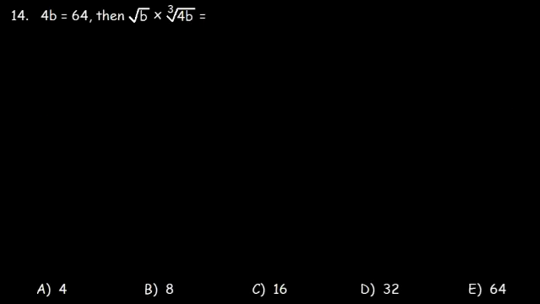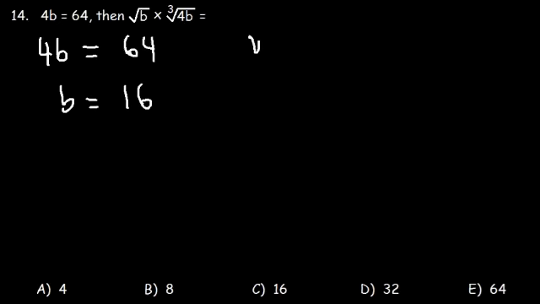14. 4b is equal to 64. Then the square root of b times the cube root of 4b is equal to what? So if 4b is equal to 64, then b is equal to 16 if we divide both sides by 4. 64 divided by 4 is 16.